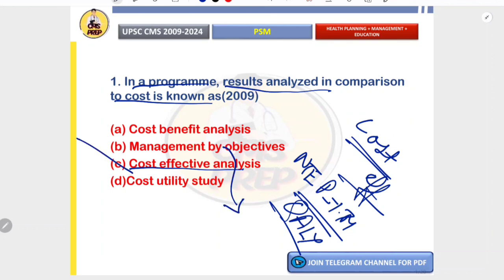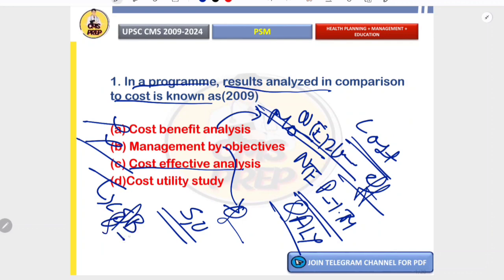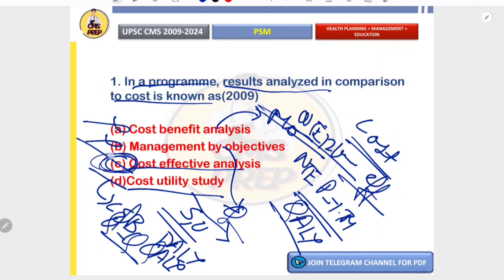Management by objective is a type of qualitative management. In this, subunits and units prepare their own plan of action. So it is out. In cost benefit analysis, results of a program are analyzed in terms of monetary benefits. For example, NTEP saved 12 million US dollars, so monetary benefit is seen. And cost utility study looks at cost and benefits that impact both quality of life and quantity of life. It uses both DALY and QALY. In cost utility study, outcomes are measured in terms of quality adjusted life years, not just effectiveness. Okay, so the correct answer is cost effective analysis.